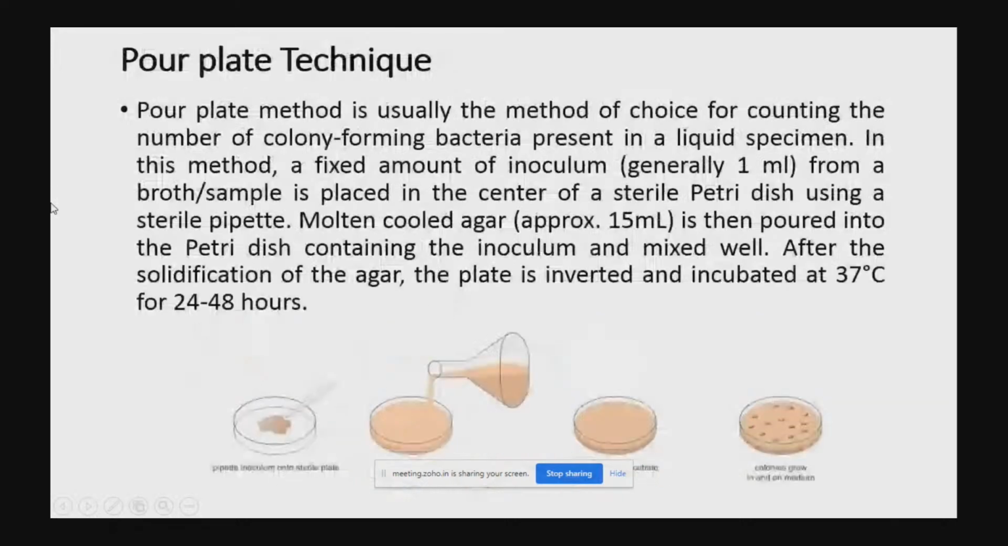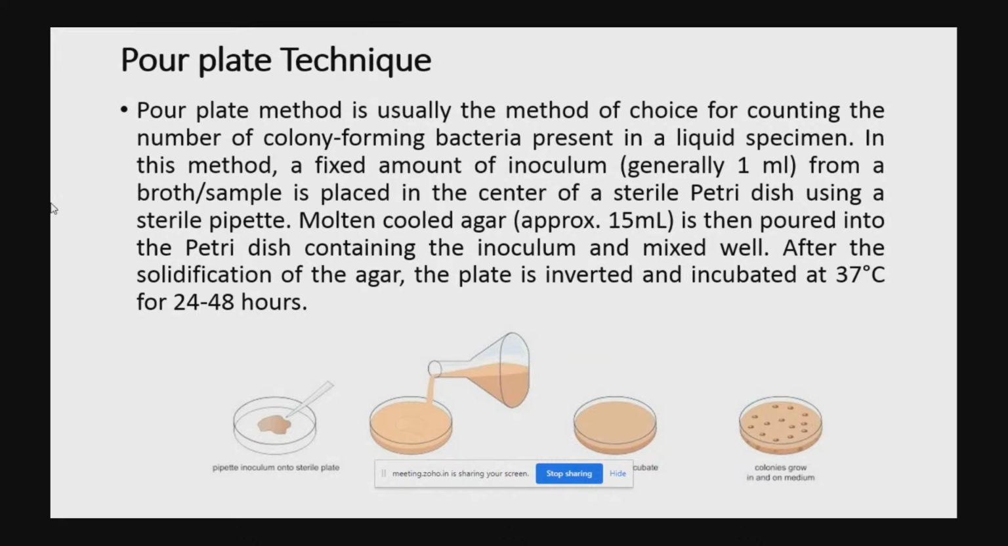The technique is the pour plate technique. What is the pour plate technique? The pour plate method is usually the method of choice for counting the number of colony-forming bacteria present in a liquid specimen. In this method, a fixed amount of inoculum from a broth or sample is placed in the center of a sterile petri dish using a sterile pipette.